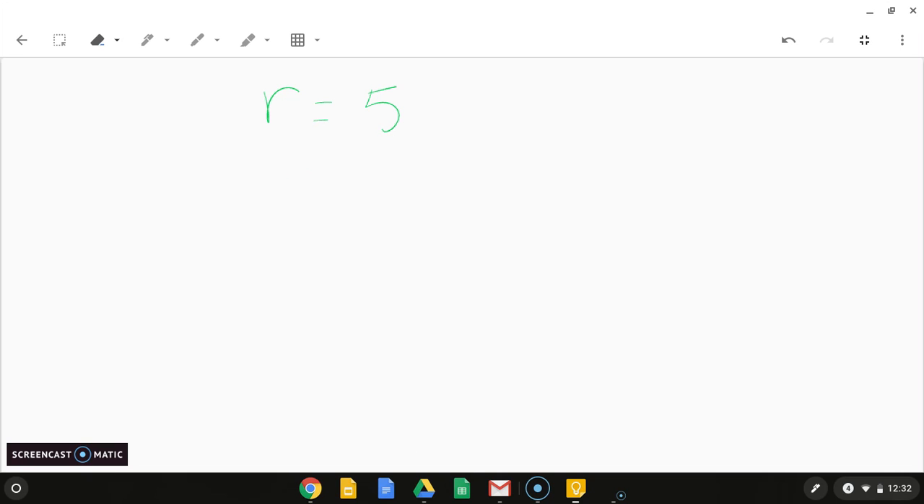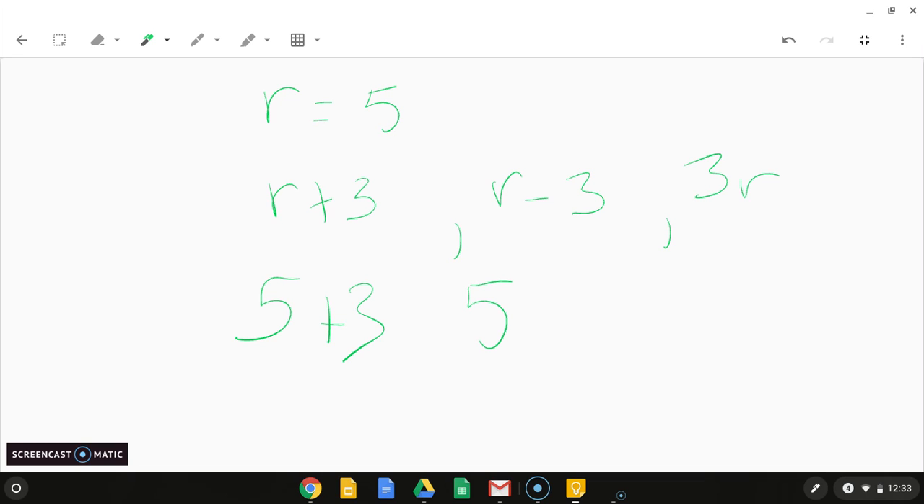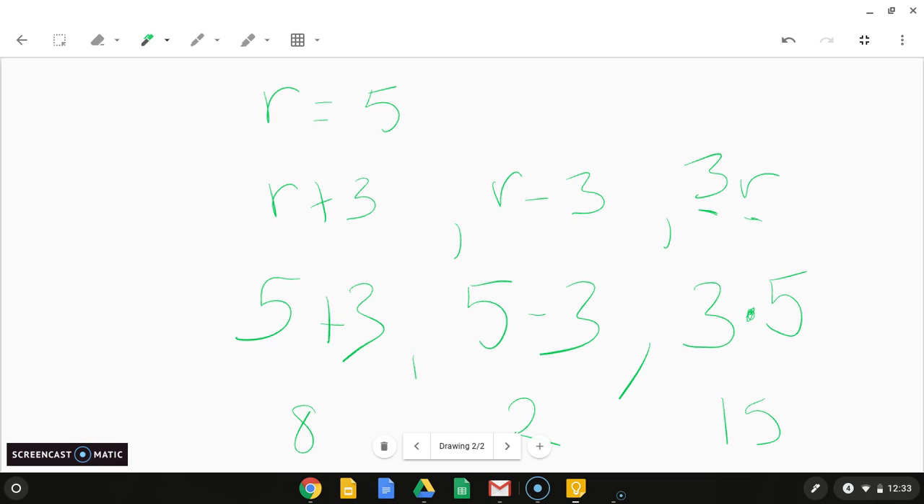So our first one, it says r plus 3. Our second one, r minus 3. And our third one is 3r. All we're going to do is take our 5, plug it in for r. So 5 plus 3, 5 minus 3. And when we have a number and a letter, that means we multiply. Okay, 5 plus 3 is 8. 5 minus 3 is 2. And 3 times 5 is 15. That's all we do. That is it.